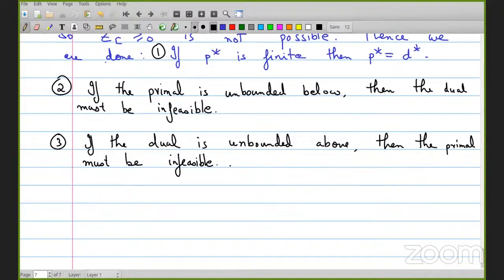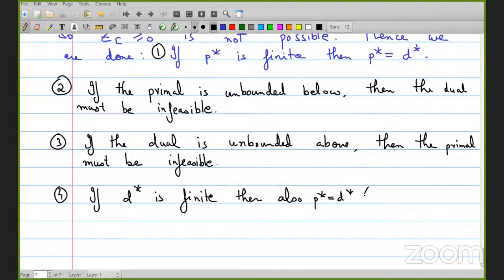So there are two things remaining. What if the dual is feasible and has a finite optimum? The same kind of argument we did earlier applies. If D star is finite, then also P star equals D star. Essentially the same proof as above. This I won't do, but you should, as an exercise, check that this also is fine.